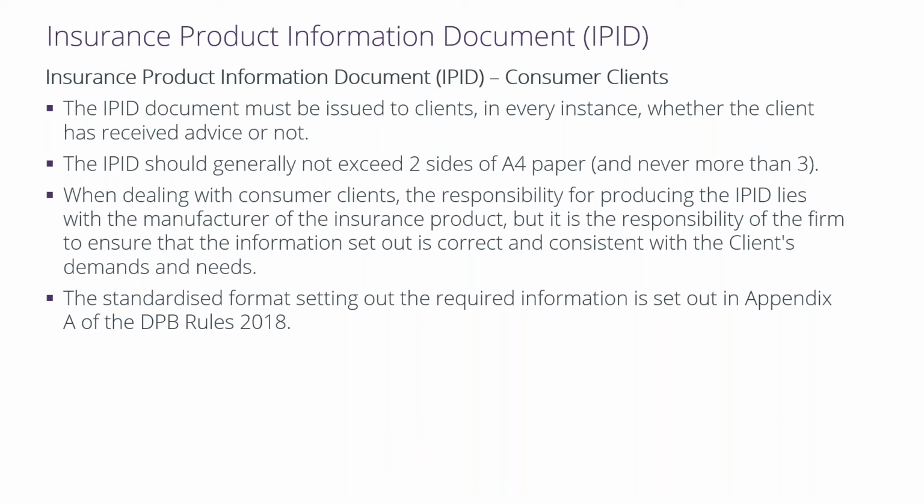When you're dealing with a consumer client and their related insurance policy, the responsibility for producing this IPID would lie with the manufacturer of the product, so the insurance company. But as a firm, you are responsible for ensuring that the information set out is correct and consistent with the client's demands and needs. There is a standard format that must be used for an IPID for a consumer client, which is detailed in Appendix A of the DPB Rules 2018, and which we'll show you in a couple of slides.